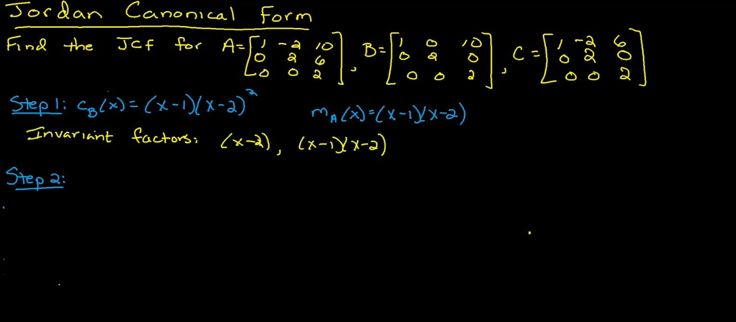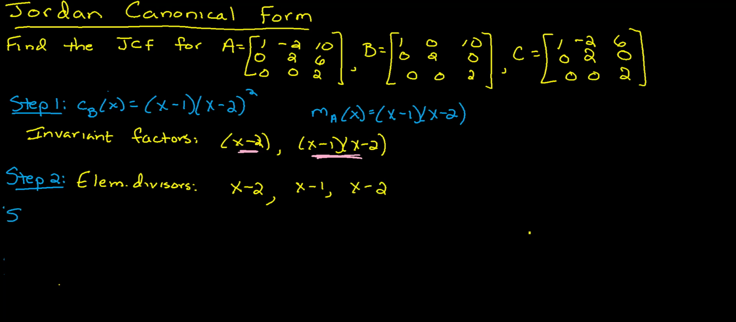Now for step 2, we want to find the elementary divisors. So we're going to go through each invariant factor. The first invariant factor I'm going to look at here is the x minus 2. There is only one factor there, so the divisor I'm going to write down is x minus 2. I'm going to move on to my next invariant factor, which is x minus 1 times x minus 2. That's going to give me the elementary divisors, x minus 1 and x minus 2.